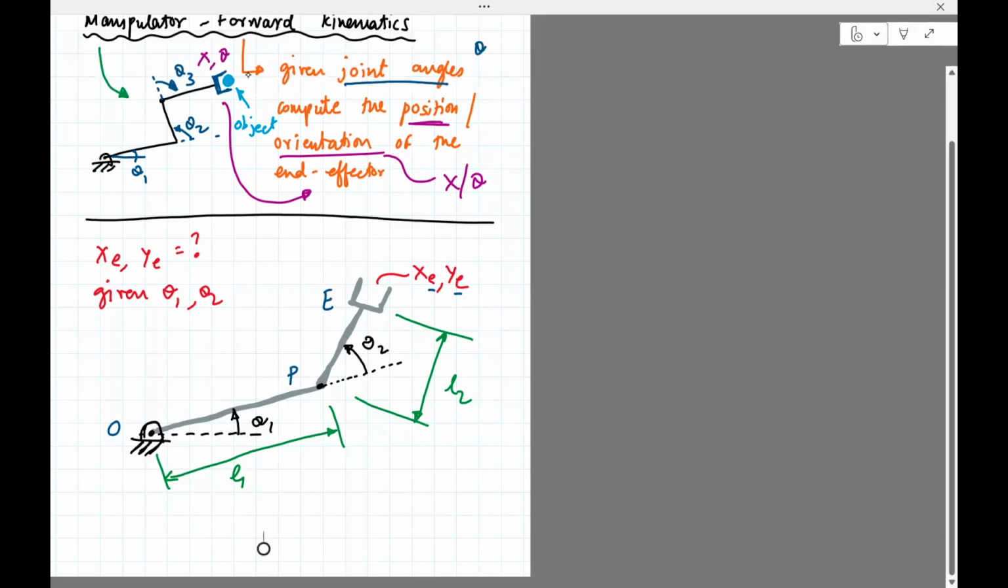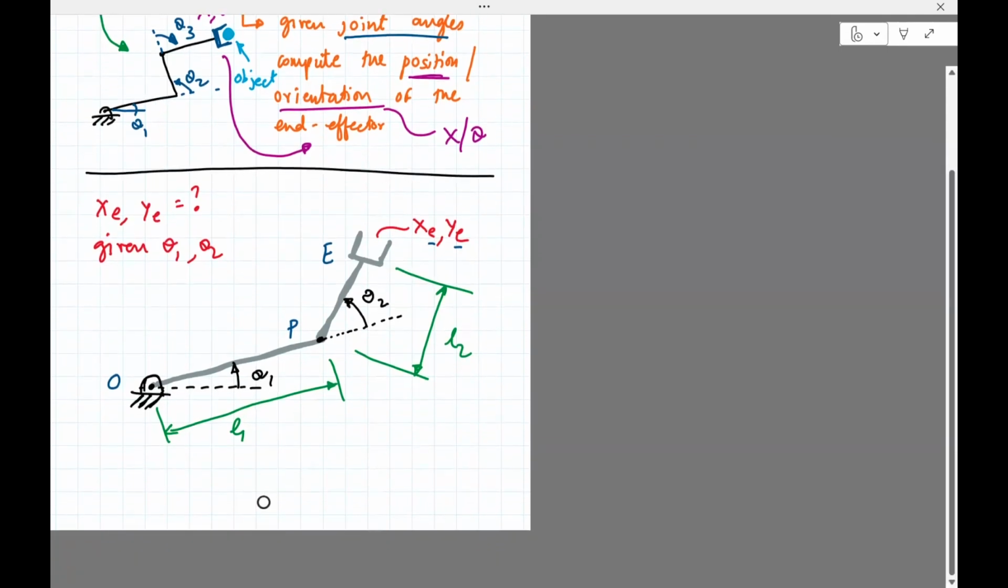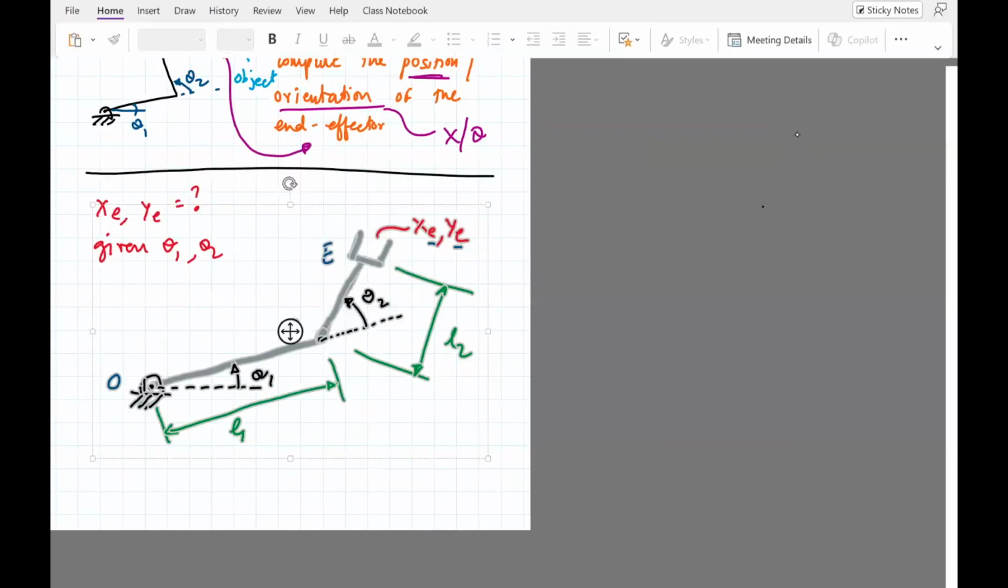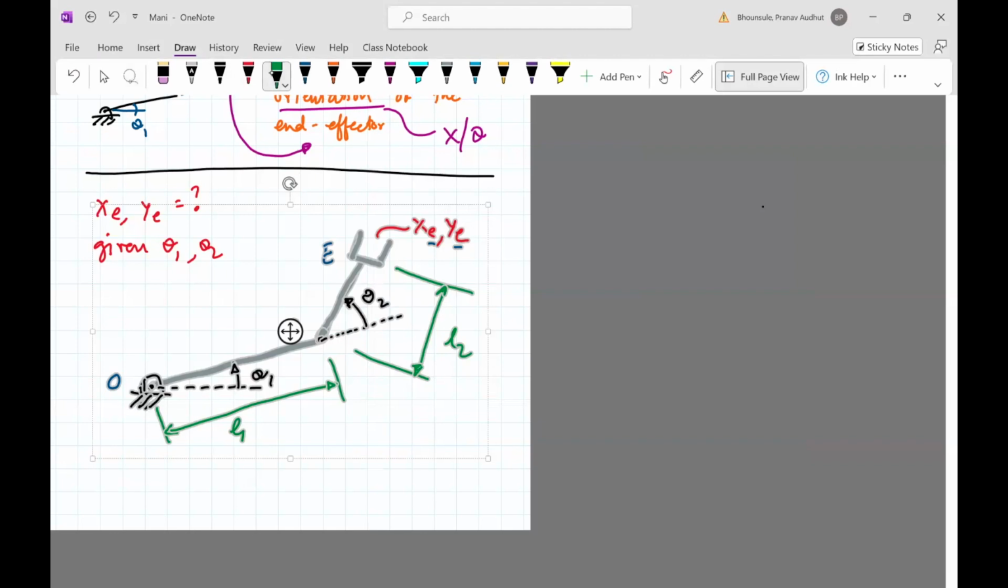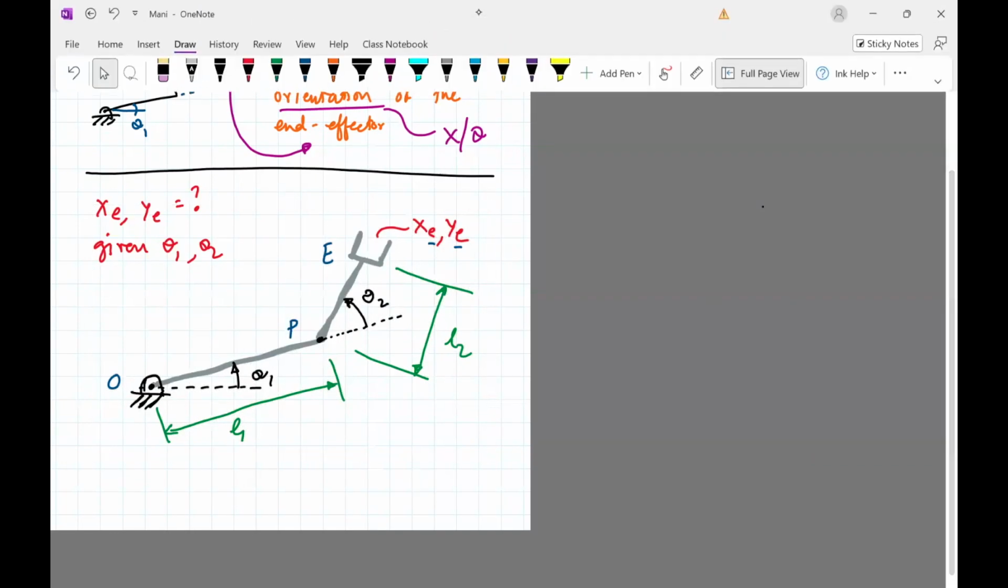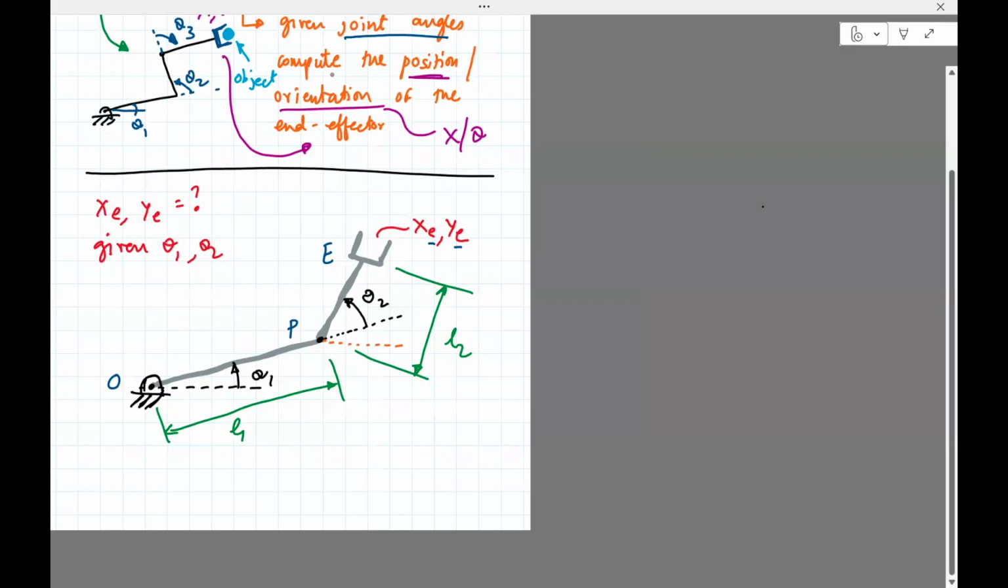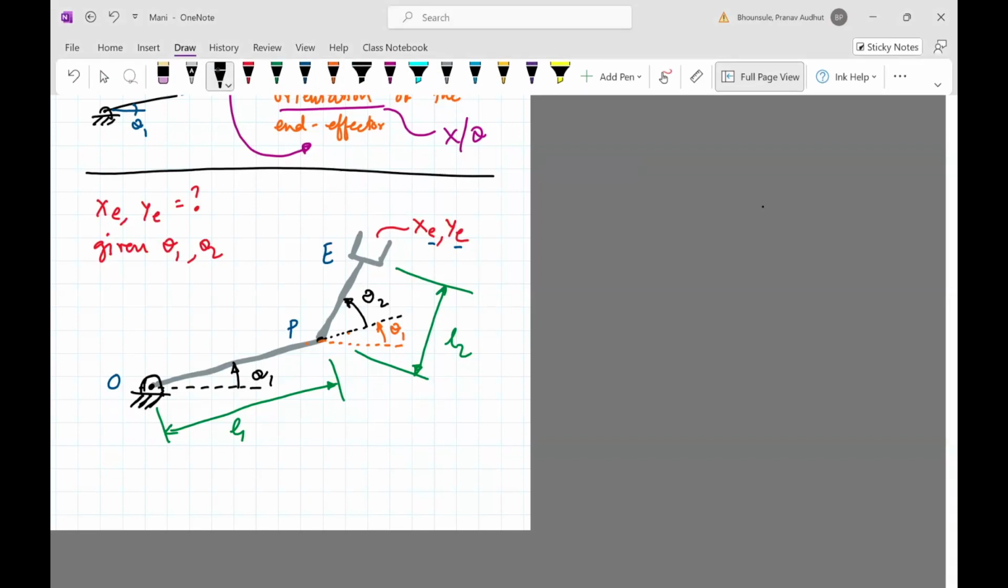Okay, so given this, we need to find XE, YE. Well, you could say we know how to do that. We can use trig, right? Let's look at this. Let's do it with just trig, just to show you that it's possible to do it without any complicated equations. Just that it's not transferable to more complex systems. So you can see that that angle here, which I'm going to show here, is actually theta 1, right? Because this line is a straight line.